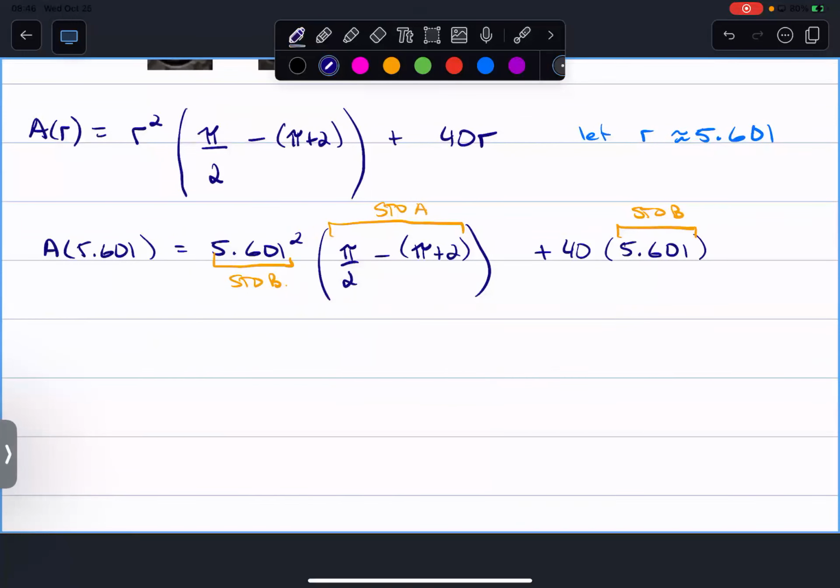So then the output is store B squared times, for me, alpha A plus bracket 40 times alpha B. And I am not 100% confident that I didn't do it wrong. 112.019830.7.